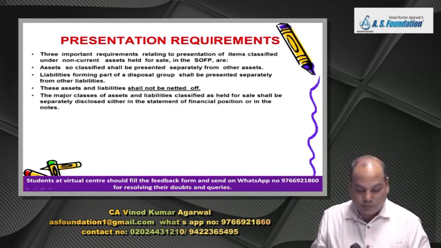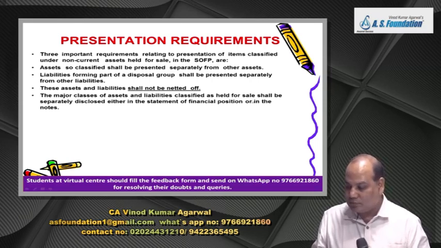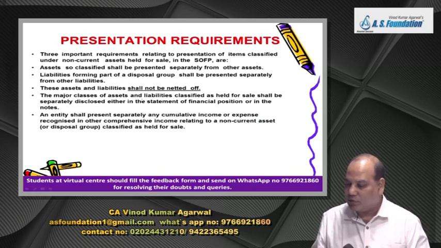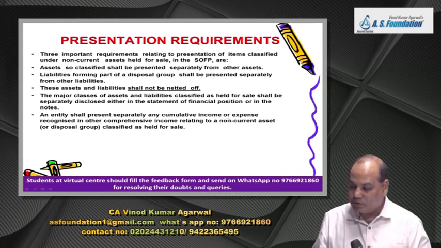Then the major classes of assets and liabilities classified as held for sale, major class, this is a repetition of point number 2 only, shall be separately disclosed either in the statement of financial position or in the notes. An entity shall present separately any cumulative income or expense recognized in OCI relating to a non-current asset or disposal group classified as held for sale.